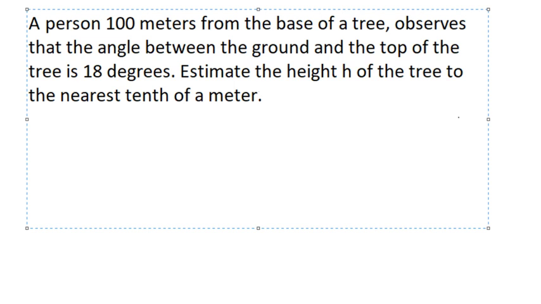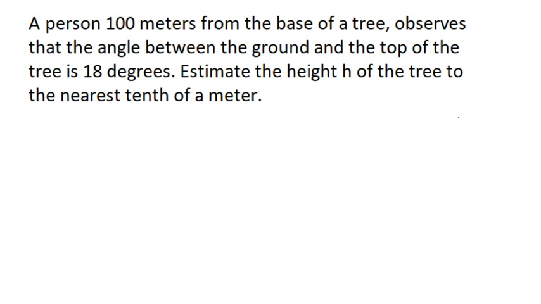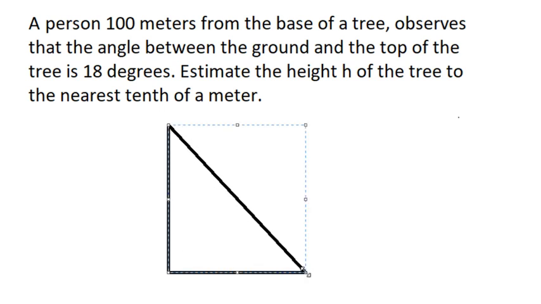All right, so William's problem says a person 100 meters from the base of a tree observes that the angle between the ground and the top of the tree is 18 degrees. Estimate the height h of the tree to the nearest tenth of a meter. So this is a right triangle problem. So I'll first draw a right triangle.